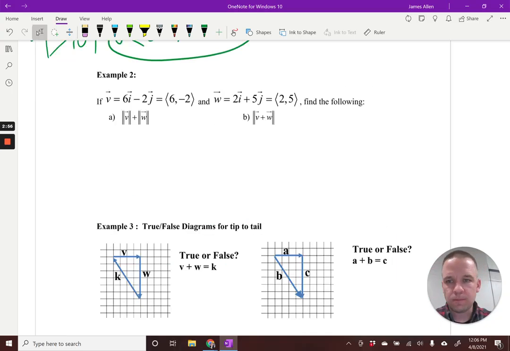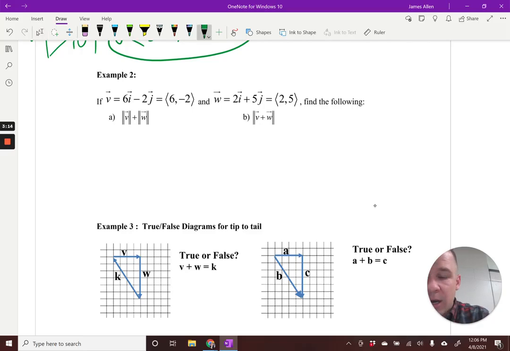Cool. Alrighty, now we've got two different vectors, 6, negative 2, and 2, 5, right, for our V and our W. We want to find the following. Now, we're doing the magnitudes added together, and then the resultant vector, take the magnitude of that. Those are two separate things. Let's show that, and we can talk about why.